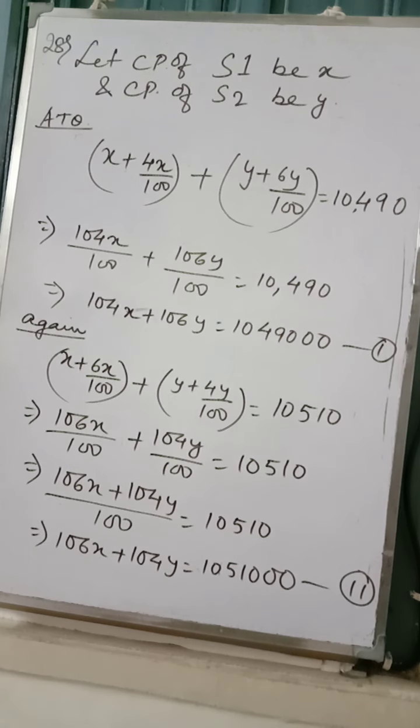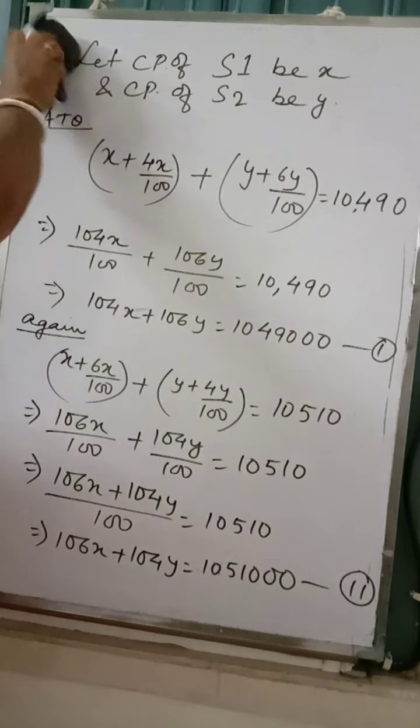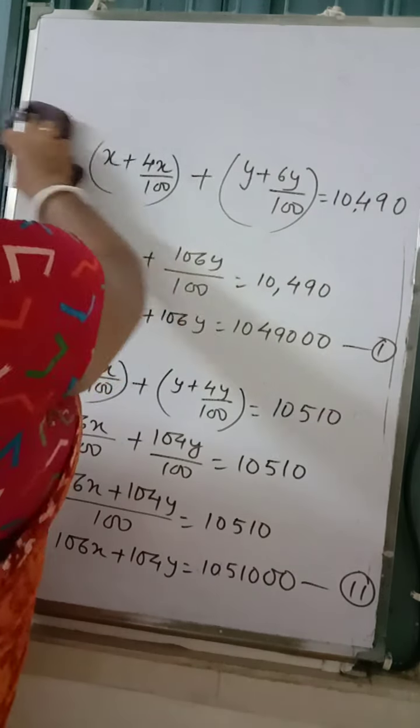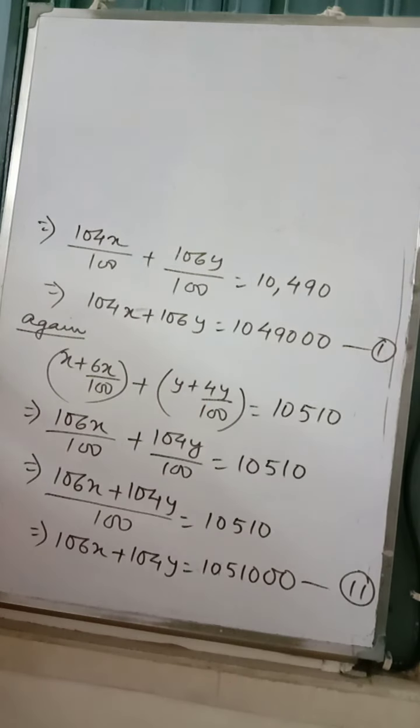If you remember, in exercise 5.1, I told you that when we have bigger numbers like this and they are just inverse, you can see the first equation is 104X and 106Y, and the second equation is 106X and 104Y, just inverse. So in this case, we add both the equations. If you remember, exercise 5.1 question number 3, we solved sums like this. Now I am rubbing the upper part. I am writing the first and second equation and adding them.